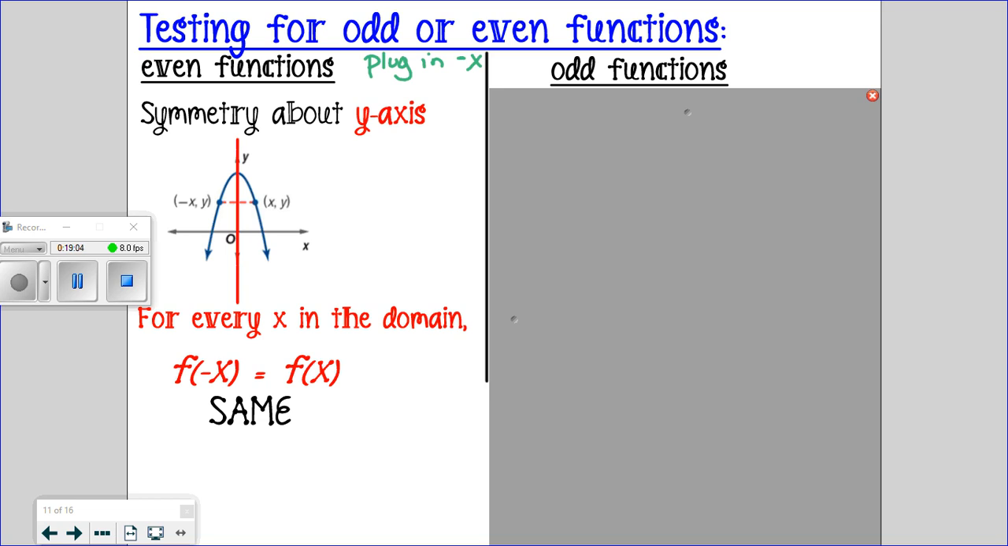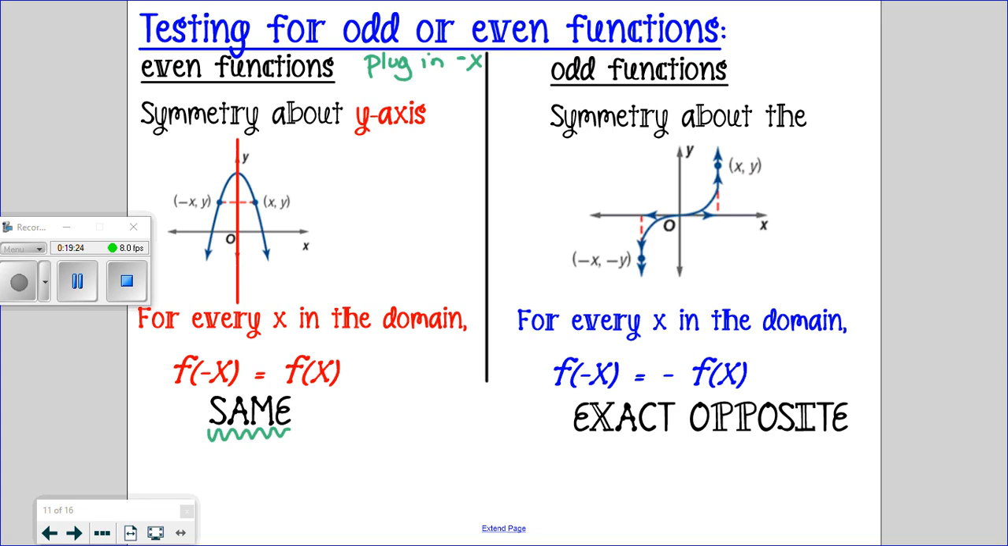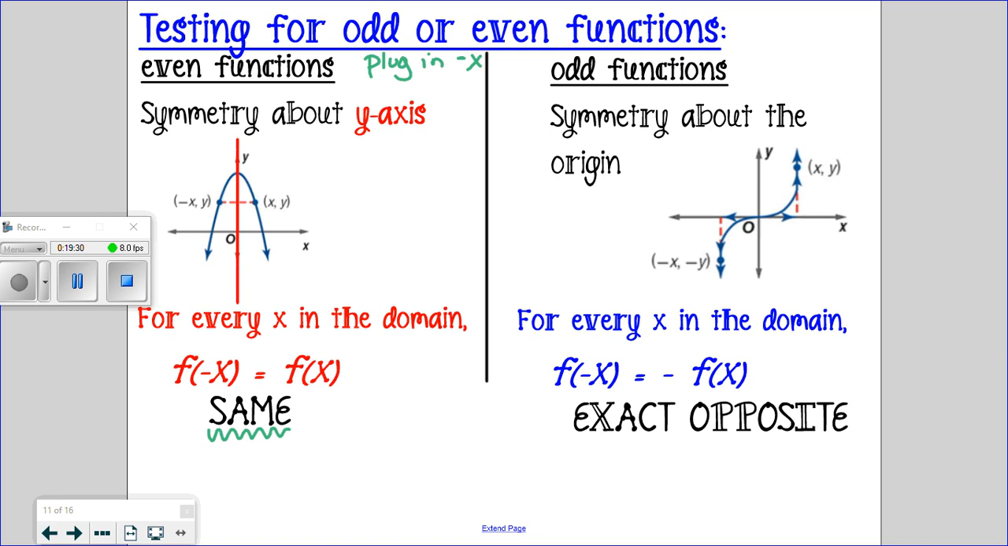Now, even functions do have symmetry about the y-axis. And if they have symmetry about the y-axis, what we're going to see is when I plug in that negative x, all of the signs are going to come out to match exactly the same as the original. Odd functions have symmetry about the origin. For some reason that word got covered up, about the origin. And this is what's a little bit different than what we're used to. When I plug in negative x, what we're going to notice this time is the result that I get when I plug in negative x, all of my signs are going to flip to the exact opposite of the original.